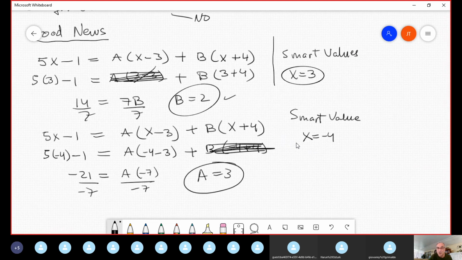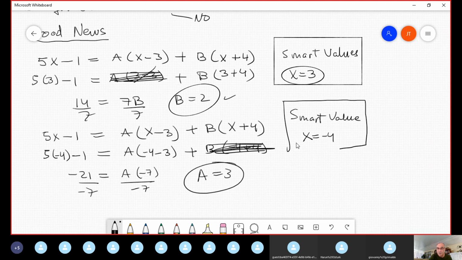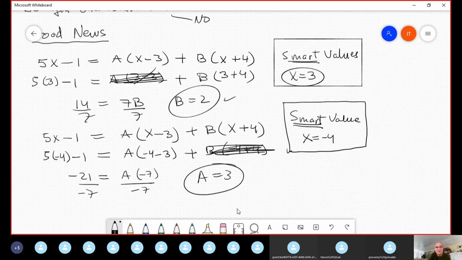But you say, well, professor, what is the reason that you explain me the complicated way if this is easy? Because not all problems have enough smart values. So we need using the combination of smart values and system of equations. Good or not good? So next class, we continue to study partial fraction decomposition and more complicated examples.